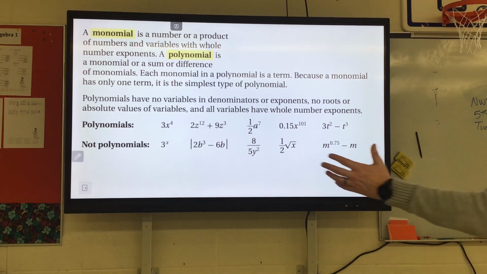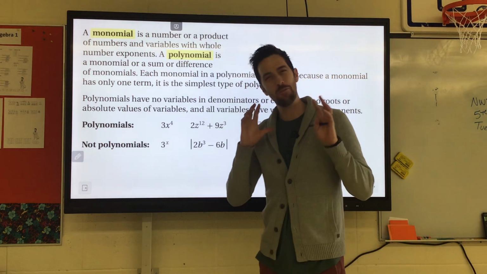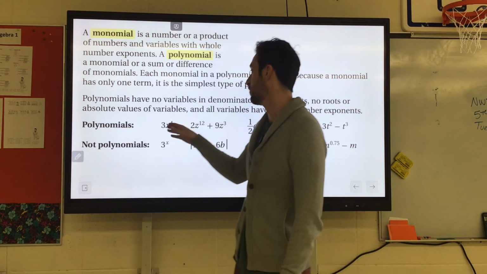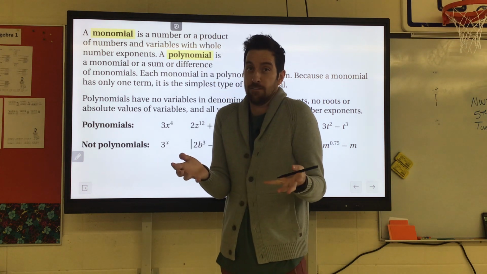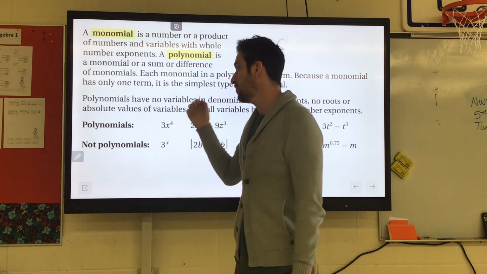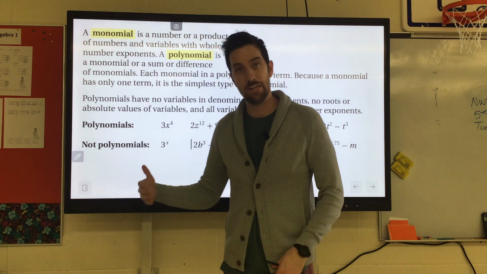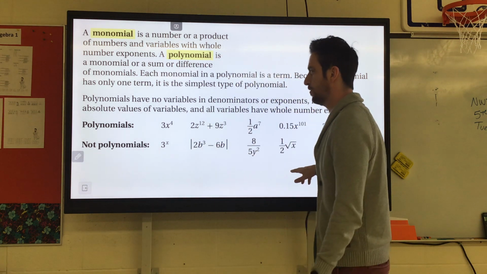Polynomials, the things that make the world go round. Look, a monomial is a single term. So if you look at 3x to the fourth, yeah, it's made up of 3 times x to the fourth, but it is one single term. It's a monomial. Once you start throwing in some pluses and minuses, it becomes a polynomial. And we'll have different ways to name those polynomials as well.